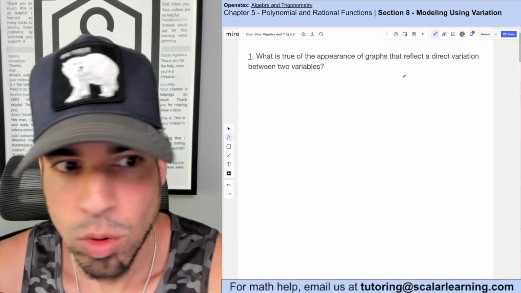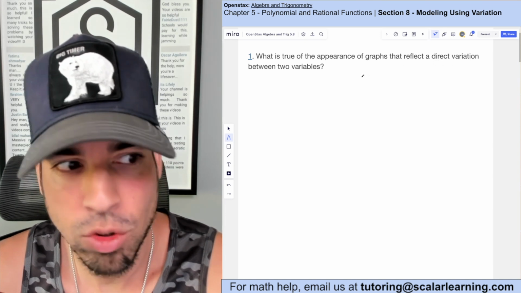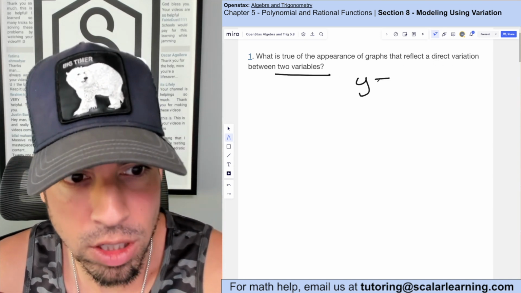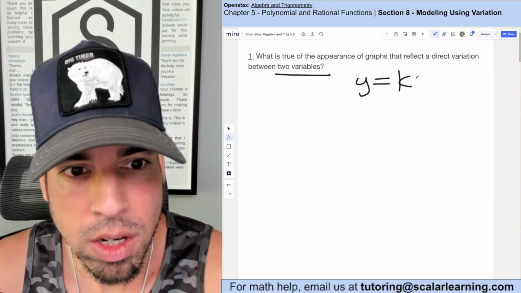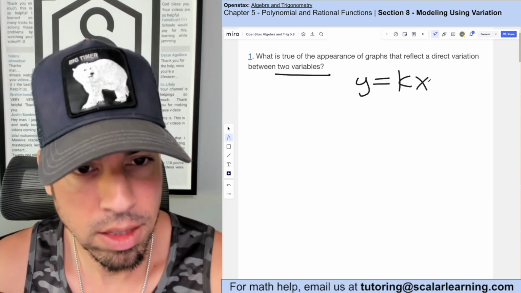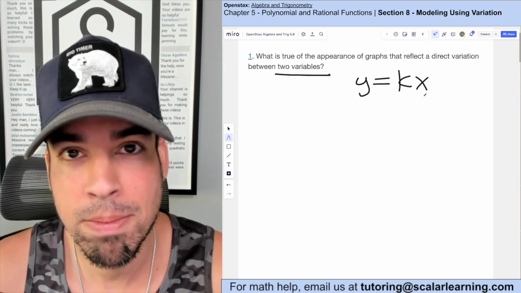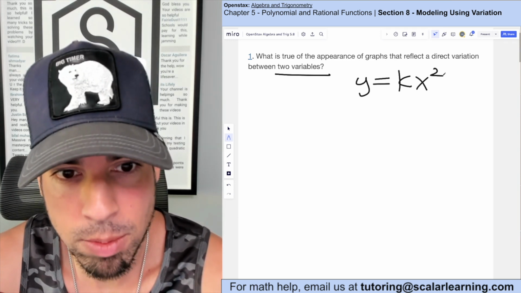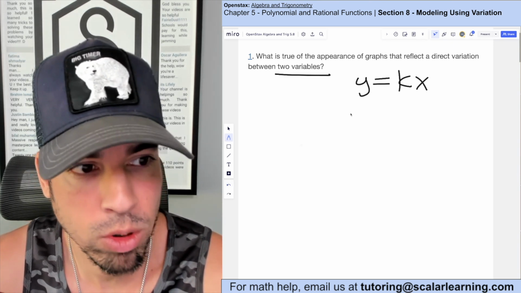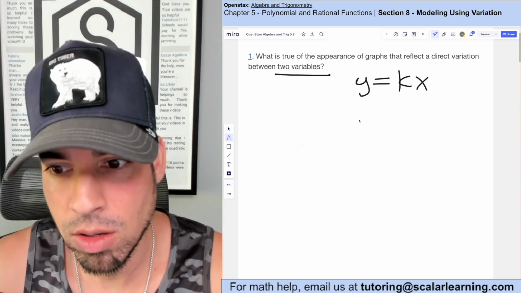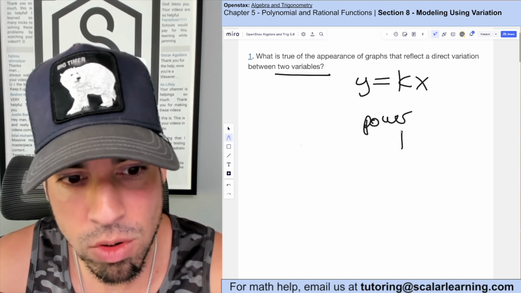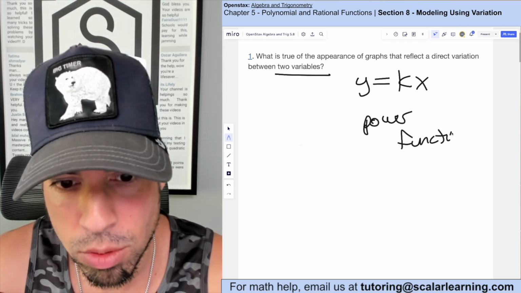Let's do it. What is true of the appearance of graphs that reflect a direct variation between two variables? So again, direct variation is something like this, y equals k times x. And the nature of x can change as well. But the main thing is, this pretty much looks like a power function. We could also have it be x squared, x cubed, so on and so forth. So something along those lines, it will have an appearance similar to that of a power function. There's your answer. Boom, done.